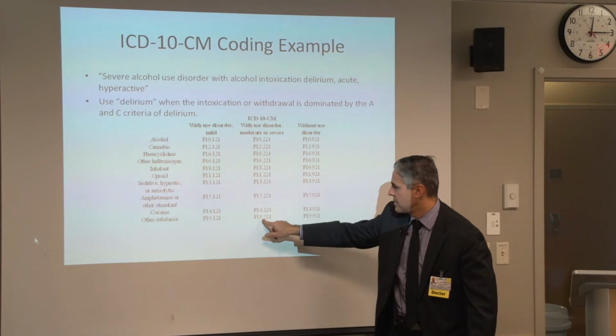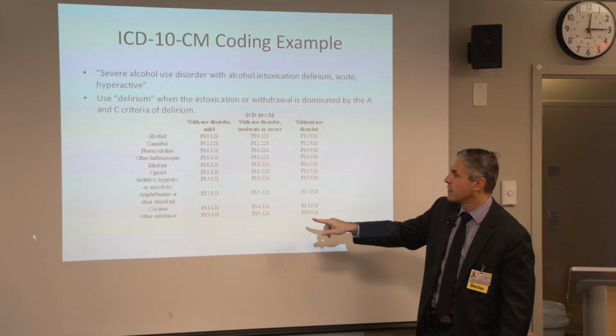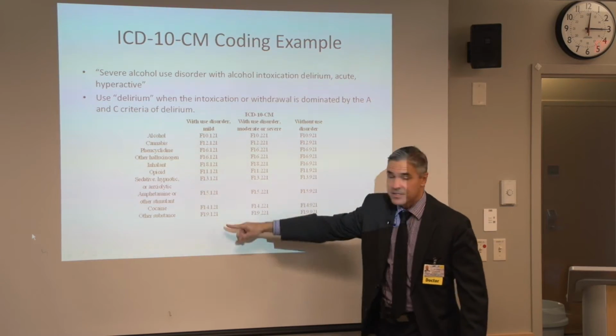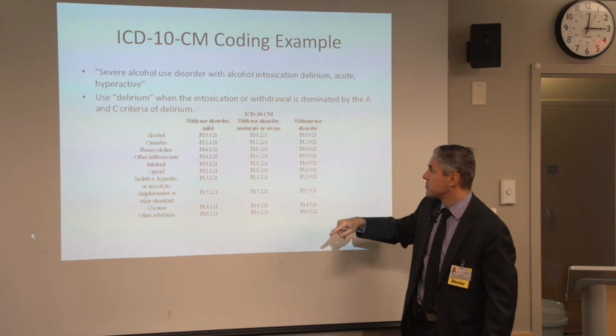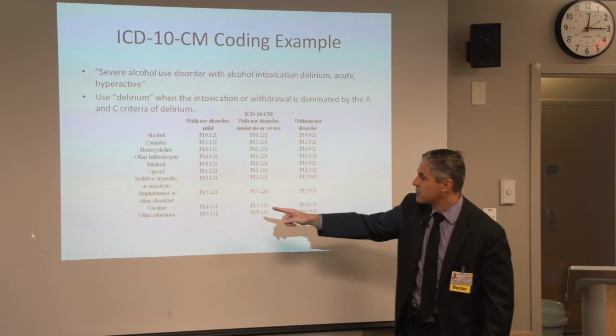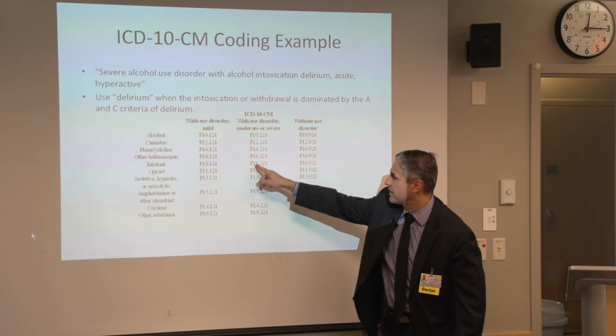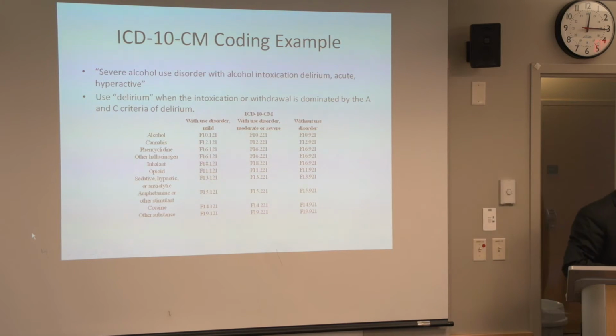The first number after the decimal relates to severity: a 1 is for a mild use disorder, a 2 is for a moderate or severe use disorder, and a 9 is for no use disorder. And each one of these drugs comes with its own little F number that carries through consistently in the DSM.